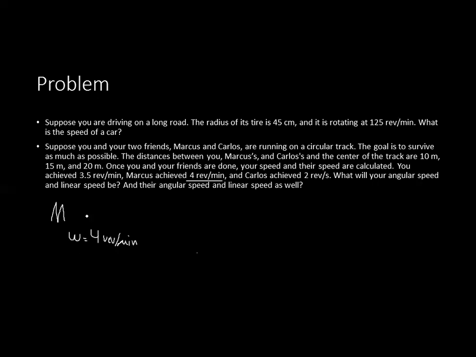So first, we must know the radius. The distance between Marcus and the center is 15 meters. Okay, so we're good to go. Now let's convert it into radians. So 4 revolutions per minute times 2 pi radians all over 1 revolution. So cancel out the revolutions.